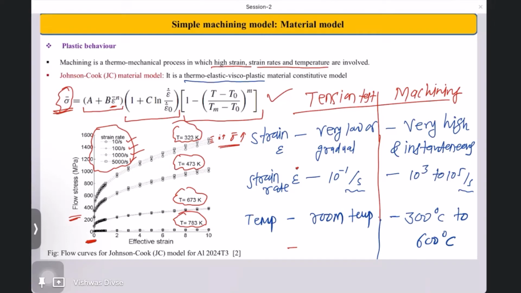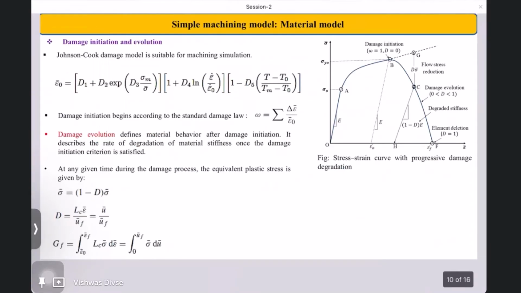Okay, so this is understanding of plasticity. Now damage initiation and evolution. So see, we have already seen O to A behavior, O to A, right? This behavior from here to here. So that is elastic behavior, and we can model it using only two properties: Young's modulus and Poisson's ratio.